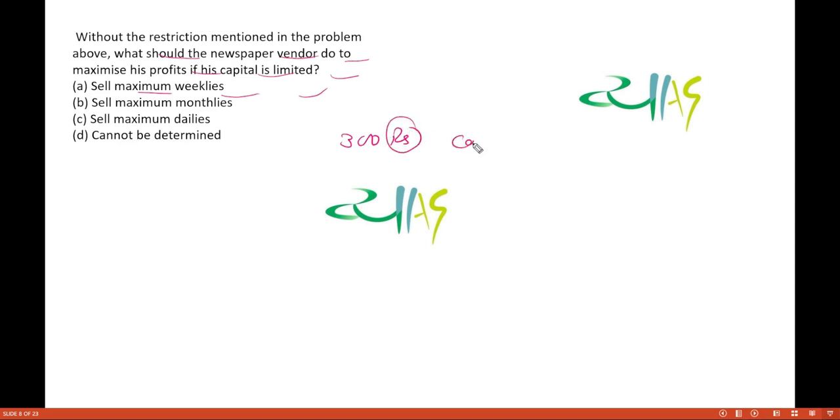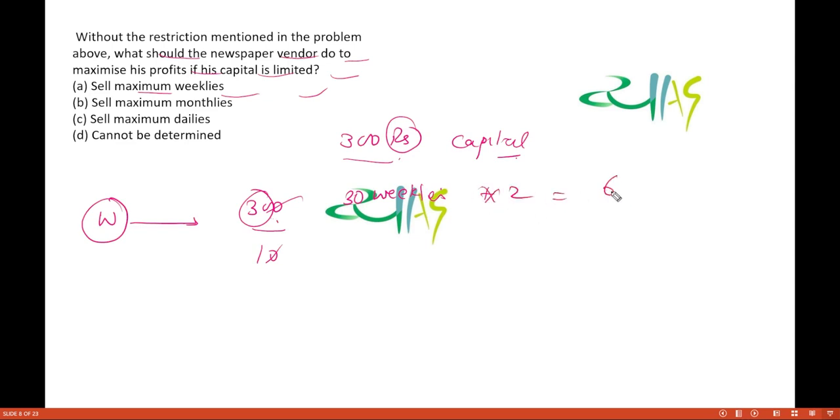If I am taking 300 rupees and selling, let's say, all weeklies, my cost price was 10, as I calculated here. So I will be able to sell 30 weeklies, and on each of the 30 weeklies I get 2 rupees profit. So I am getting 60 rupees profit. Now I am selling monthlies.